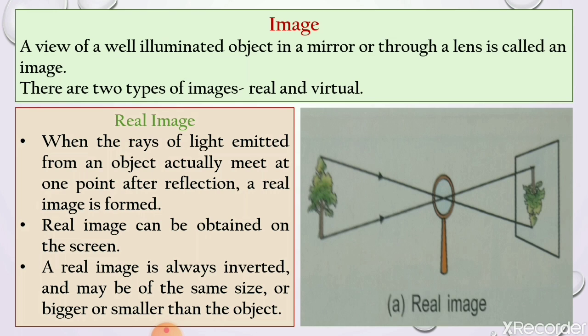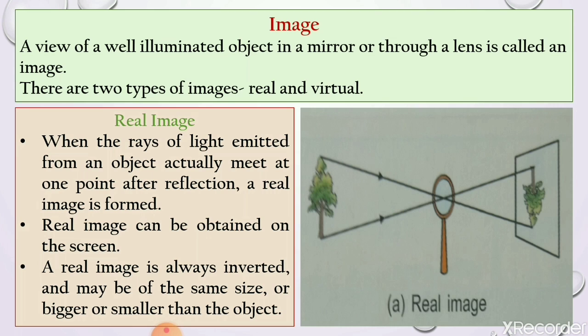Okay, so when a well illuminated object is placed in front of a mirror or lens, its view through the mirror or lens is called its image. It means a view of a well illuminated object in a mirror or through a lens is called an image. Means we can say that image is the appearance or picture of a real object formed by the light that passes through a lens or reflected from a mirror.